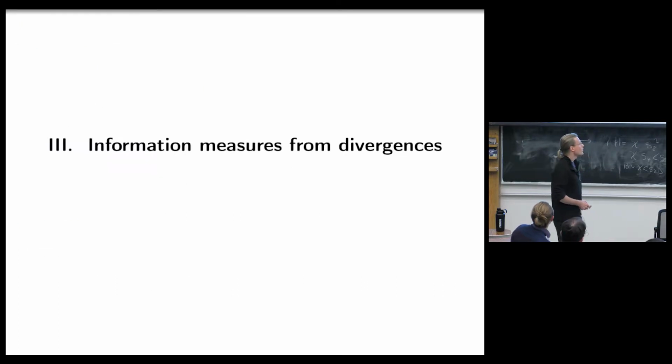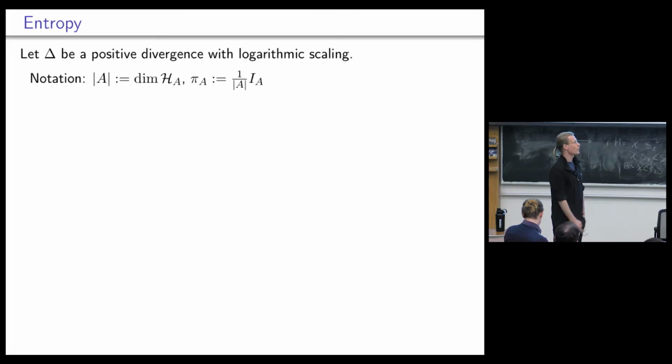Okay, so now let's move on to define information measures from these divergences. The first one is entropy. So we will take a positive divergence, and we will assume this logarithmic scaling. You will see in a minute why. The notation is we will label Hilbert spaces with systems. They will correspond to Alice and Bob and whatever. And this absolute value A is just going to be the dimension of the Hilbert space, and this is going to be the maximally mixed state on this Hilbert space.